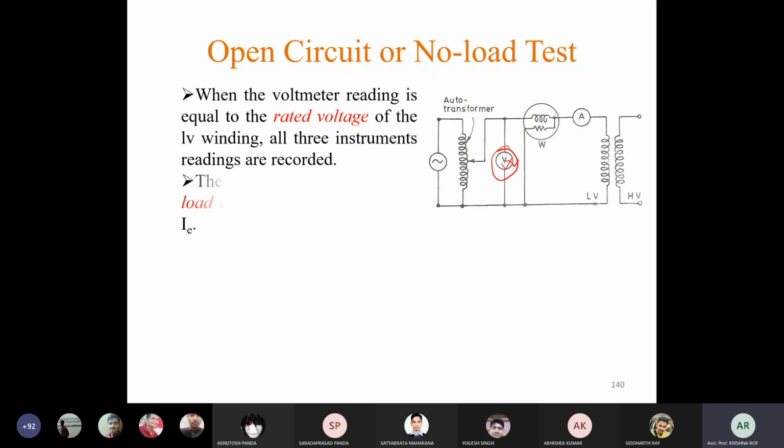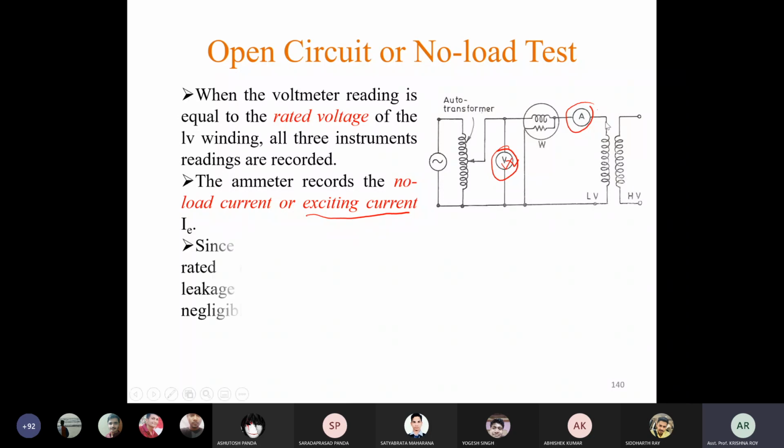Now next is, what will be the reading of this ammeter? Since the secondary side or the high voltage side is open circuited, that means no load is connected. That means this ammeter will read only the exciting current, which is also known as the no load current. So only the exciting current IE will be recorded by this ammeter. Is it clear? Yes, sir. The voltmeter will read the input voltage, which is the rated voltage to the low voltage side, and the ammeter will read the exciting current or no load current.